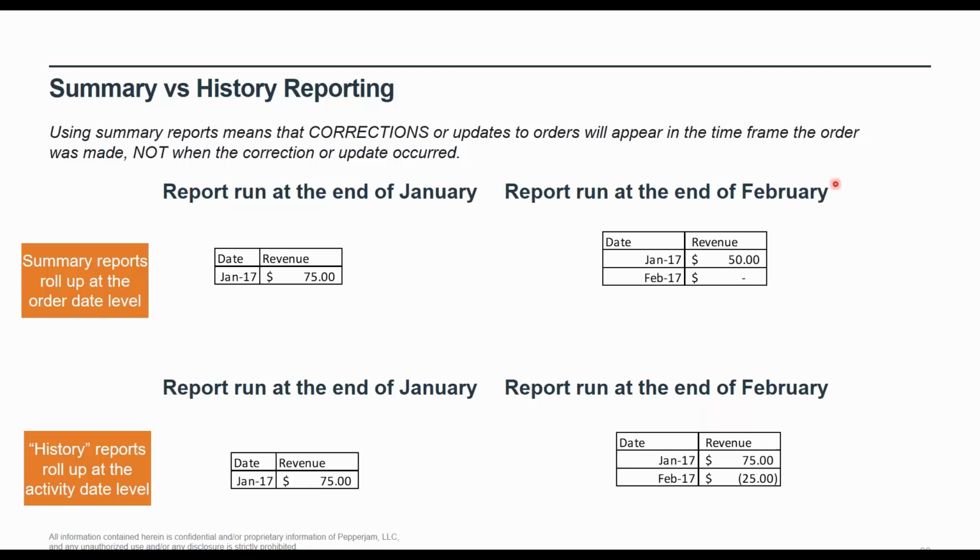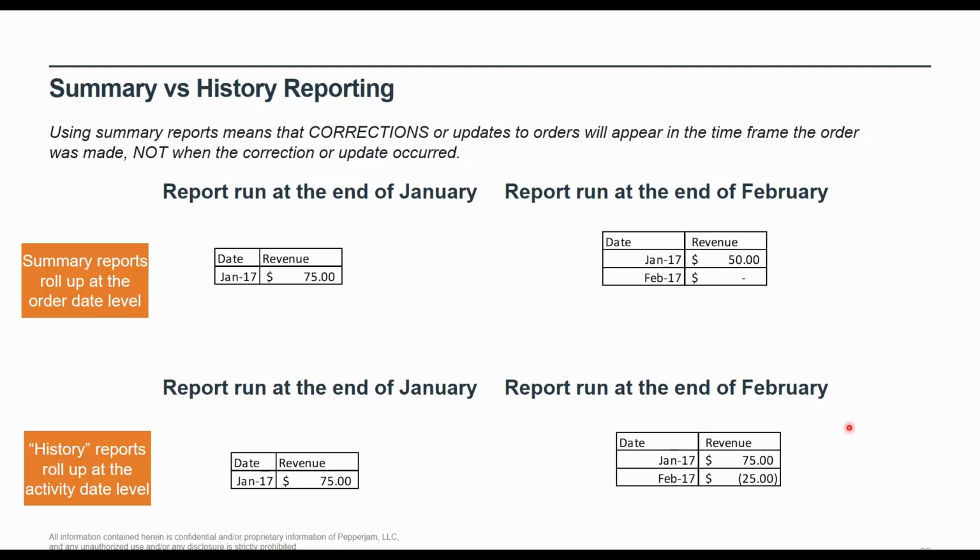Now let's fast forward to the end of February. The return has happened. If I run the reports summarizing up to the order level, in my summary reports, the $25 gets credited back to January, back to the order date. So January has a $50 revenue amount. February is nothing, because the order didn't happen in February.